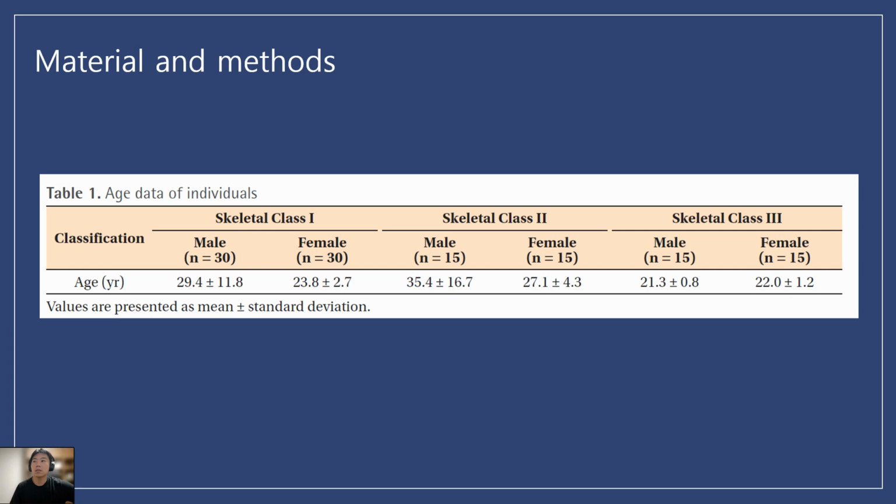From the skeletal class 1 normal divergent patients who satisfied the inclusion and exclusion criteria, 30 males and 30 females were selected in decreasing order of age. Similarly, from the skeletal class 2 normal divergent and skeletal class 3 normal divergent patients, 15 males and 15 females were selected from the pool of individuals in ascending order of age.